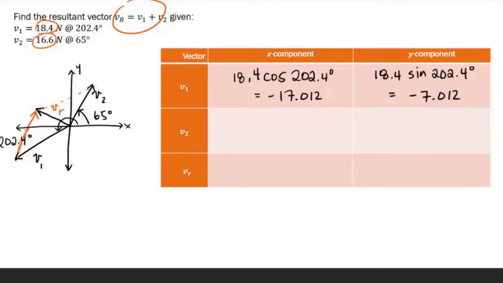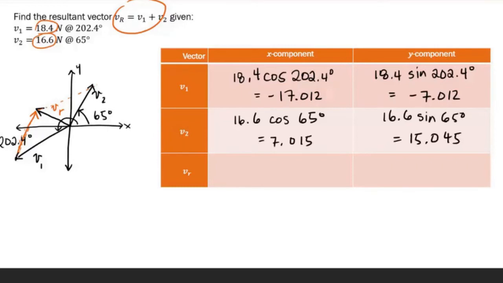All right, let's look at the second vector. So its magnitude was 16.6. We'll multiply that by the cosine of its angle, the cosine of 65 degrees. And not unexpectedly, that gives us a positive value. It's positive 7.015. And for the y component, we'll take 16.6, the magnitude, and multiply it by the sine of 65 degrees, which gives positive 15.045. All right, so now you're going to take 18.4 sine 202.4 and add 16.6 sine 65, hitting equals. To 3 decimal places, we get 8.033. Or you simply take negative 7.012 and add 15.045.